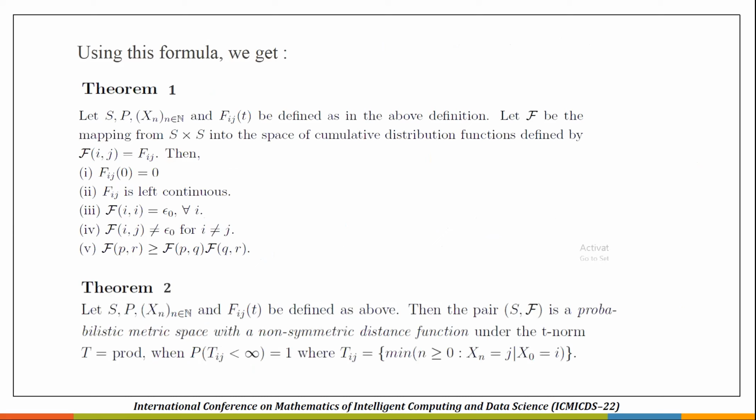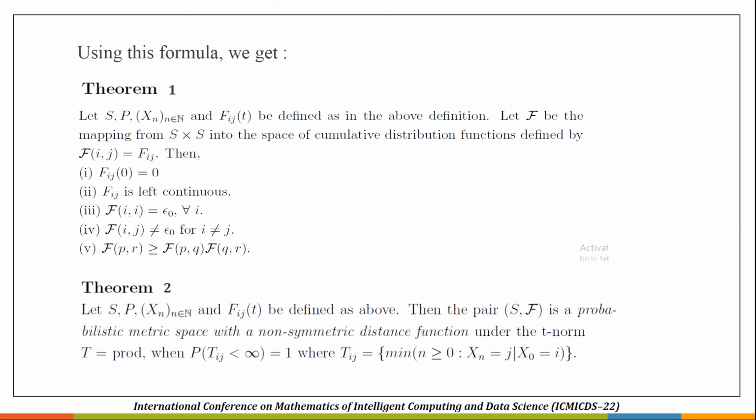This Fij will satisfy the conditions of distance distribution functions, that is theorem 1. Fij(0) will be 0, Fij is left continuous, Fii will be epsilon 0, the unit step function. And for two distinct states, Fij will not be epsilon 0, and it will satisfy the Menger inequality with tau as the usual product. That is our theorem 1.